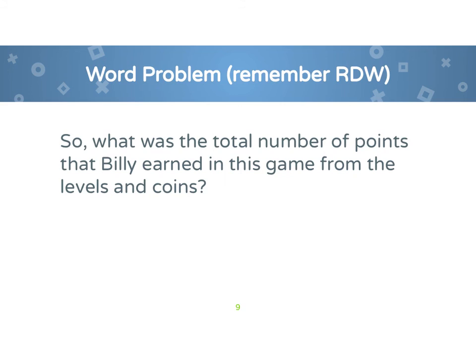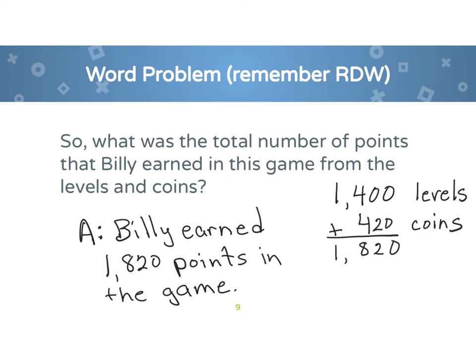So the third part of my problem is, what was the total number of points that Billy earned in this game from the levels and the coins? So I would need to go back and figure out how to calculate that. Okay, so I've written here that he earned 1,400 for the levels that he achieved, and he earned 420 points for the 7 coins that he got. So we just need to add that together. Okay, so my answer would be Billy earned 1,820 points in the game.